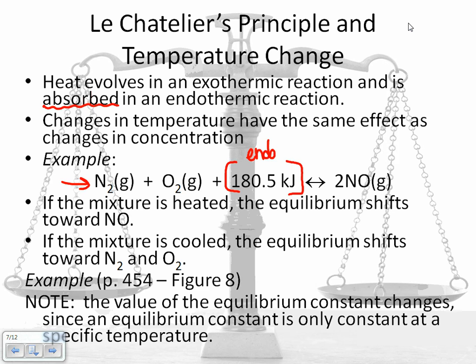If the mixture is heated, so if I add more heat, then the equilibrium shifts towards NO. So if I add more of this energy here, I'm going to oppose that by shifting the equilibrium that way. I'm going to make more nitrogen monoxide. If I cool down the system, so if this comes down, the equilibrium is going to shift backwards.